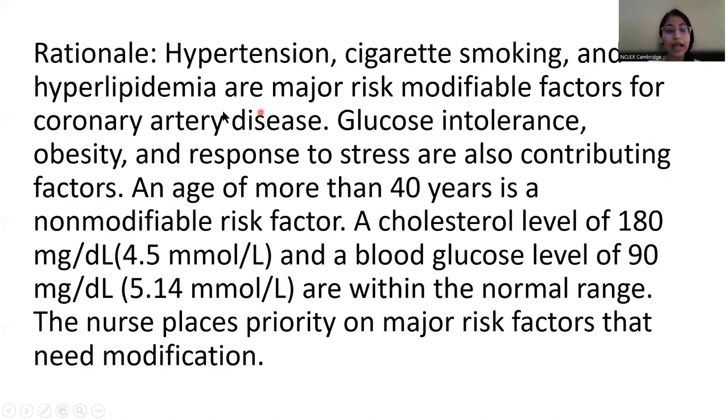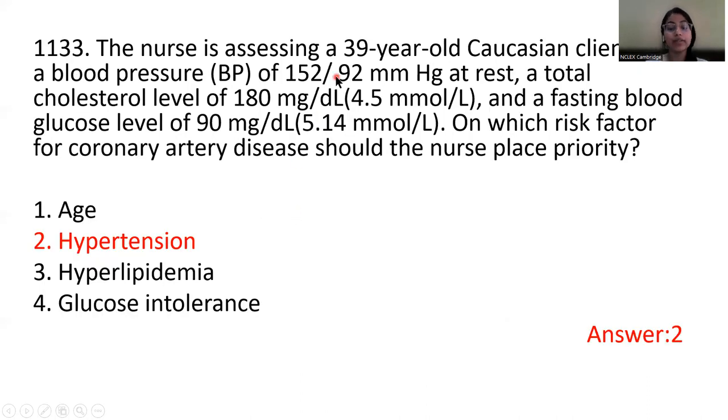Hypertension, cigarette smoking, and hyperlipidemia are major modifiable risk factors for coronary artery disease. Glucose intolerance, obesity, and response to stress are also contributing factors. An age of more than 40 years is a non-modifiable risk factor. So, 39 years is not at risk. A cholesterol level of 180 mg per deciliter and blood glucose level of 90 mg per deciliter are in normal range. The nurse places priority on major risk factors that need modification. Okay, so high BP needs to be modified. So we need to put this as a major risk factor for coronary artery disease.